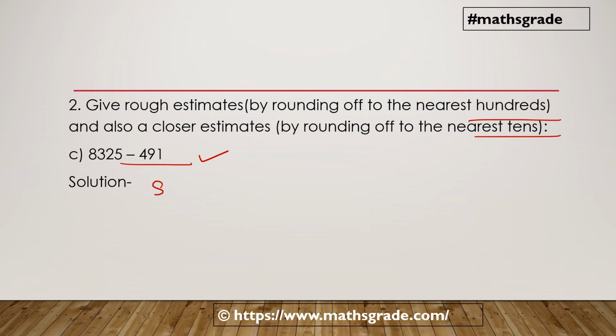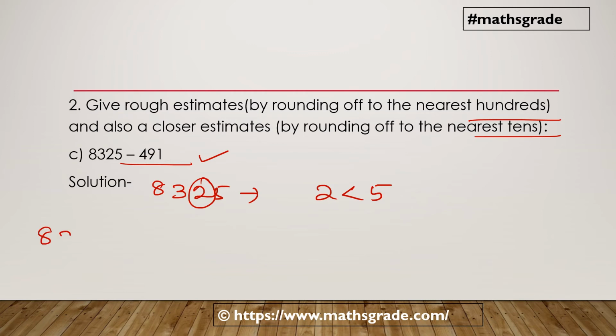In 8,325, we rounded up this number to the nearest 100. When we round up to the nearest 100, we just look at the tens place digit. Here the tens place digit is 2 and 2 is less than 5. So we don't add 1 to the hundreds place digit. That is, write down 3 as it is and 0 in the tens place and unit place digit.